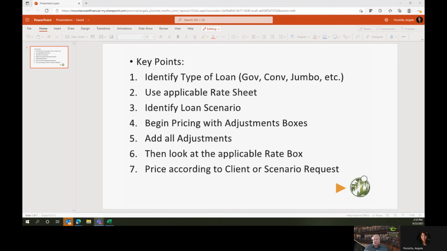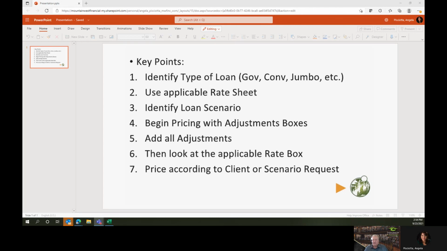Remember, in the real world, Mountain West Financial loan officers have access to a tool called Price My Loan. It's an auto pricer. We can literally put in certain information, and the computer will price it for us and show us what loan types the customer may be eligible for. So a lot of that stuff is automatically done in the real loan officer world. We're not quite there yet. We're still in Loan Officer Academy world.